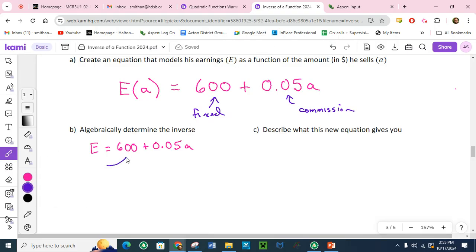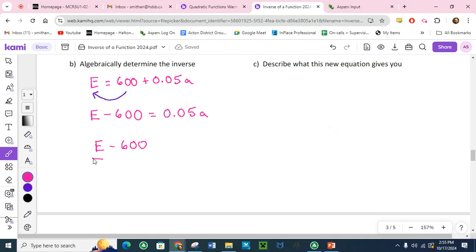Two steps here to get the A by itself. Move over the 600. E minus 600 equals 0.05 times A. And then we just have to divide by 0.05. And I'm just going to leave it like this: E minus 600, divided by 0.05, equals A.